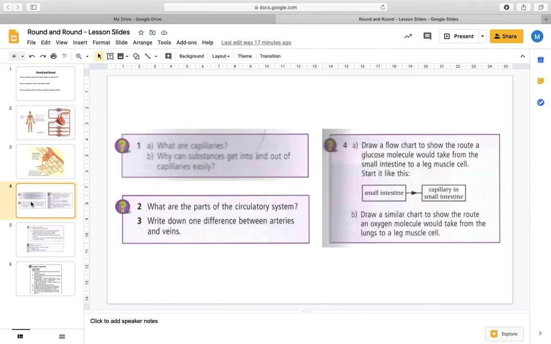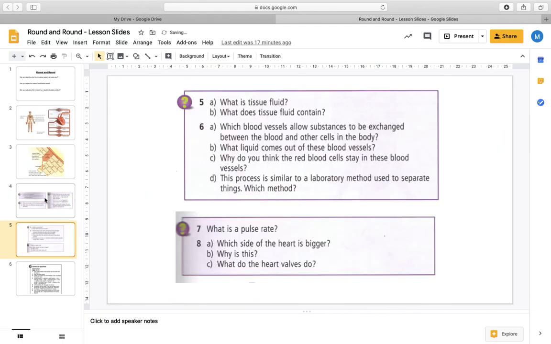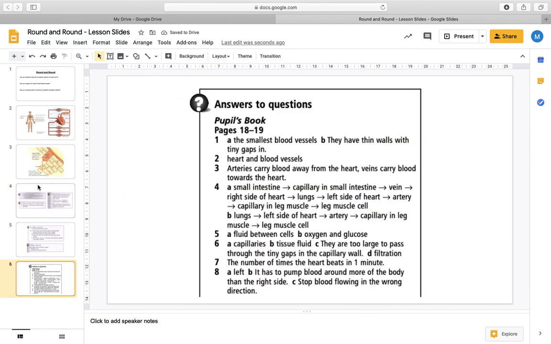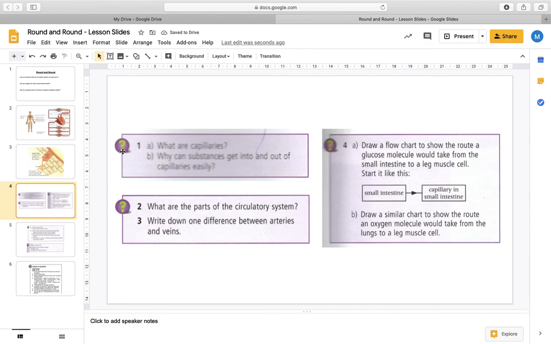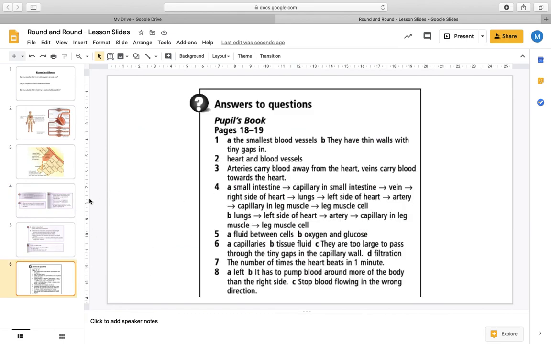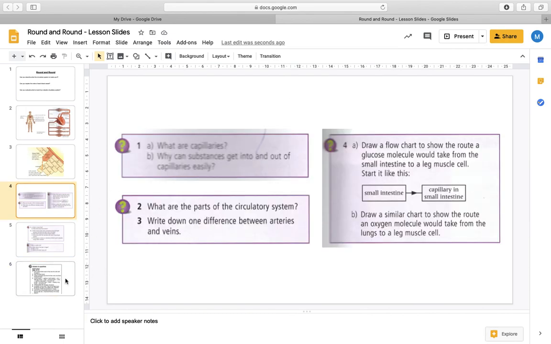What I would like you to do now, please, I know this is a bit blurry, however you can read it. I would like you to have a go at these questions, and then on the final slide, the sixth one, the answers are there. So have a go at these questions. Question 1 says, what are capillaries? Question 1b says, why can substances get into and out of the capillaries easily? Use the notes we've just made, use the internet to find the answers. Make sure you write out the question in your book before answering it, and then correct your work using the mark schemes at the end of the lesson slides.